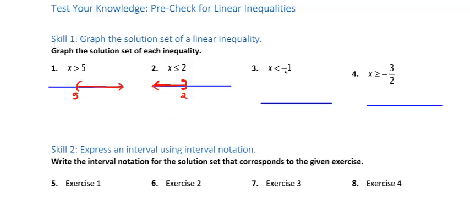X is less than -1. We place a -1 on the number line. Less than -1 is to the left. We cannot equal -1, so we exclude that with a parenthesis. X is greater than or equal to -3/2. We put -3/2 on the number line. Greater than is everything to the right. And we are permitted to equal -3/2, so we place a bracket on the -3/2.